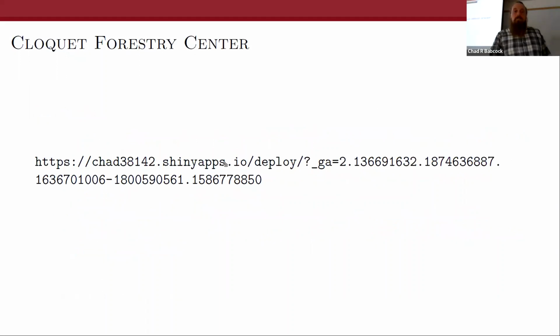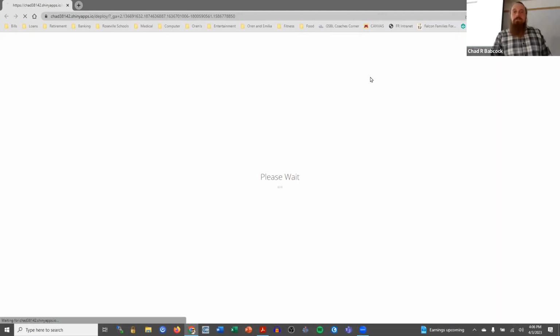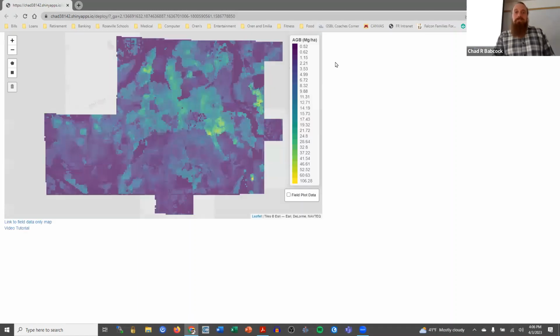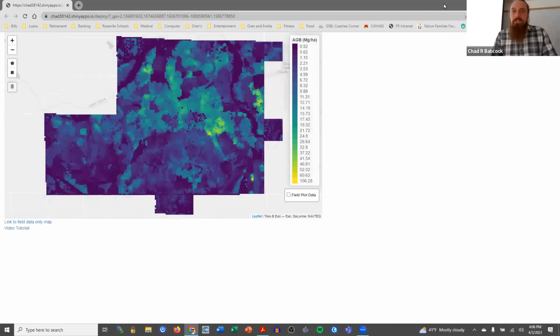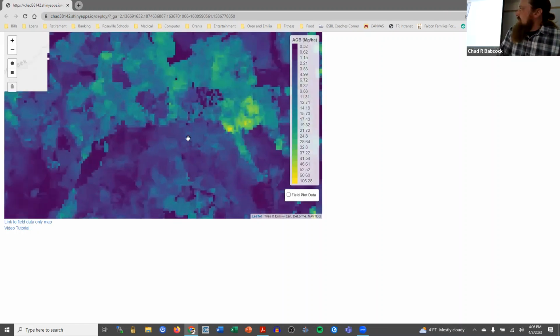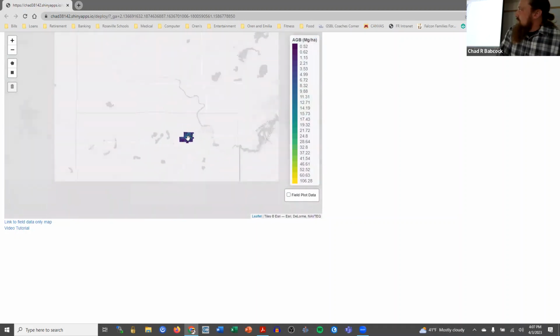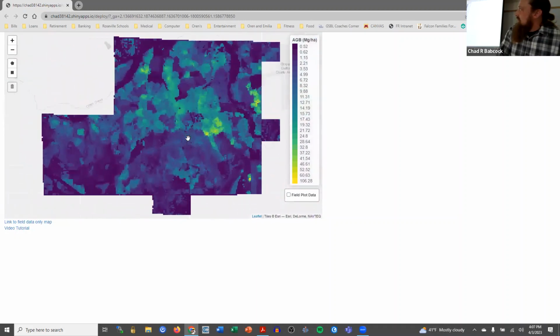All right, I've shown a few people this over the past couple of years, but it's super cool, so I like to show it off. And with that whole explanation, maybe it'll make more sense to some people. If I can zoom in, you guys can see it. So this is Cloquet Forestry Center. Zoom out and see where it is there, come back in.